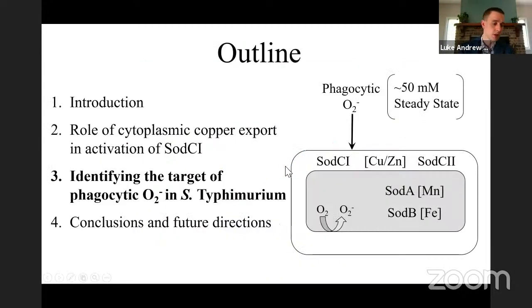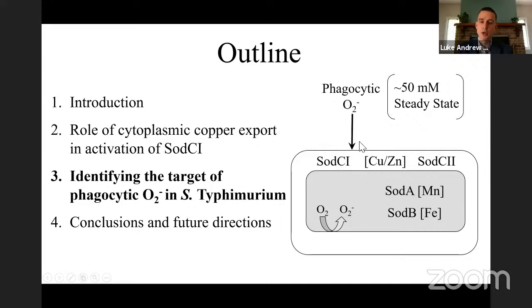Next, I'd like to transition into talking about the project that Jim introduced in his introduction, where I did some work trying to identify the target of phagocytic superoxide in Salmonella. Again, just to set the stage for this portion of my talk, based on a lot of previous research in our labs and others, we know that SOD1 specifically defends against superoxide generated in the phagosome.